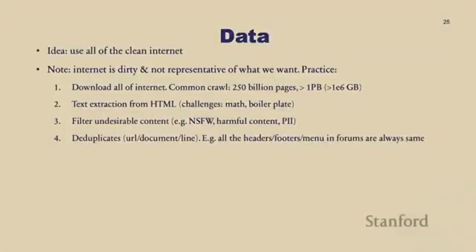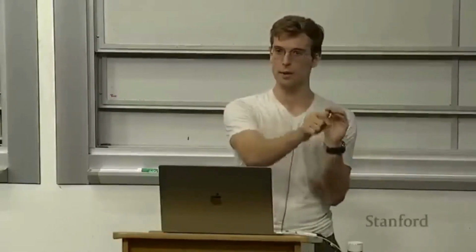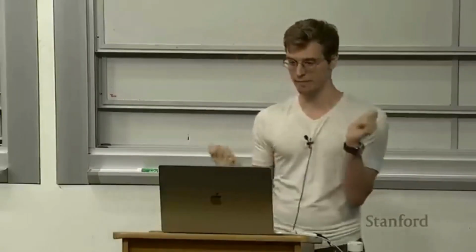So filter undesirable content. Next is deduplication. As I said, you might have things like headers and footers in forums that are always the same. You want to remove that. Another thing that you might have is a lot of URLs that are different but actually show the same website. And you might also have a lot of paragraphs that come from common books that are duplicated 1,000 times or 10,000 times on the internet. So you have to deduplicate. Also very challenging because you have to do that at scale.